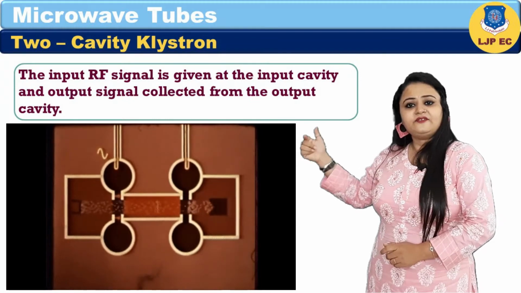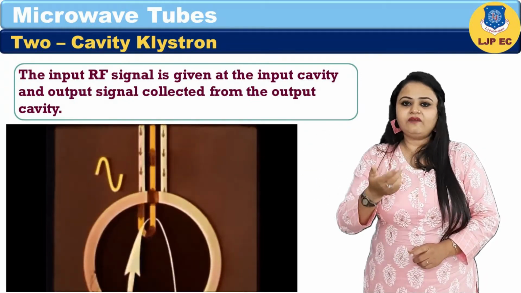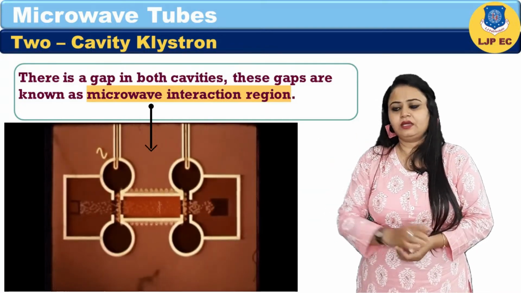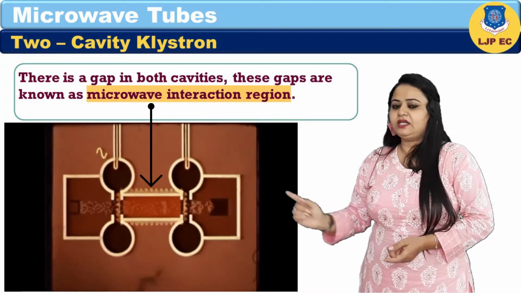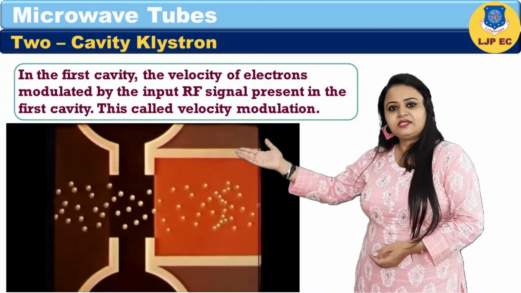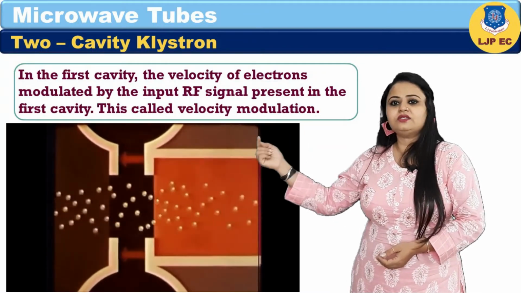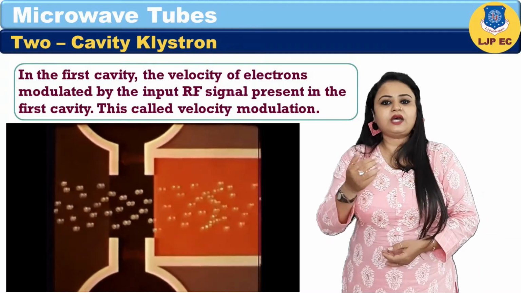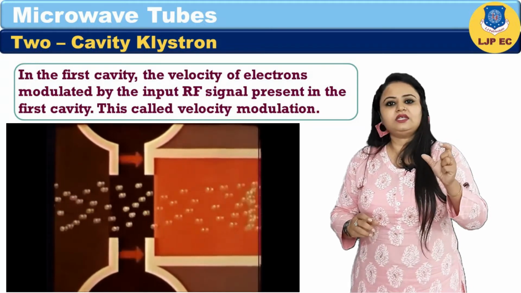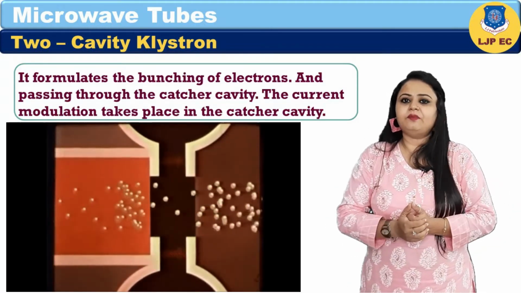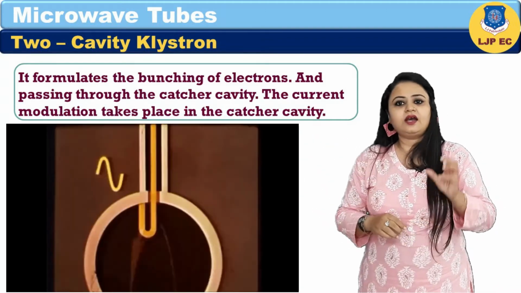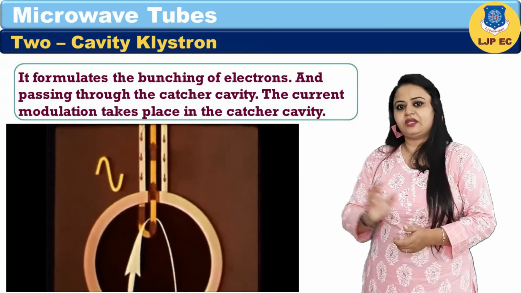The input RF signal is given at the input cavity and the output signal is collected from the output cavity. There is a gap in both cavities. These gaps are known as the microwave interaction region. In the first cavity, the velocity of electrons is modulated by the input RF signal present in the first cavity, which is known as velocity modulation. It results in the bunching of electrons, and while passing through the catcher cavity, current modulation takes place in the catcher cavity.